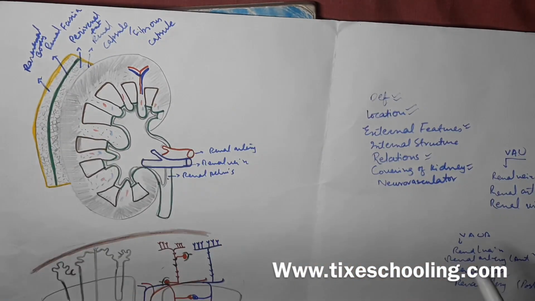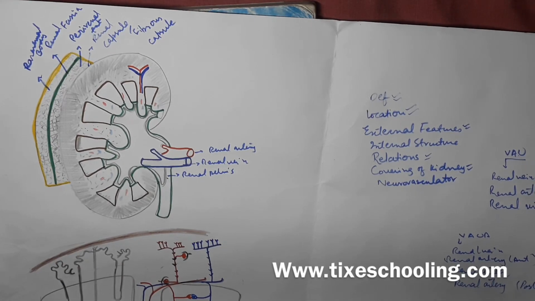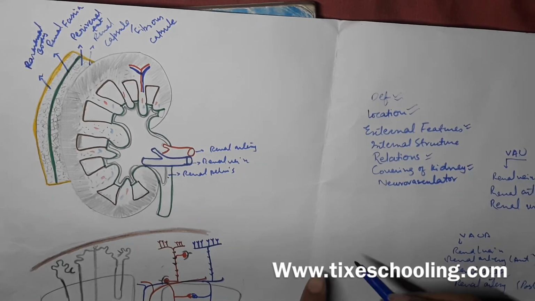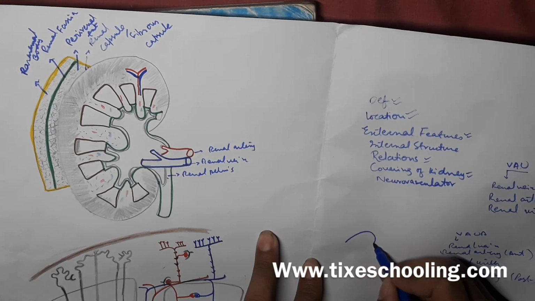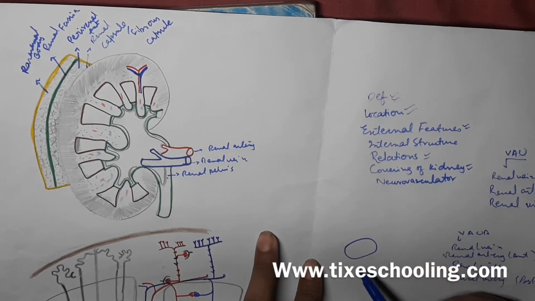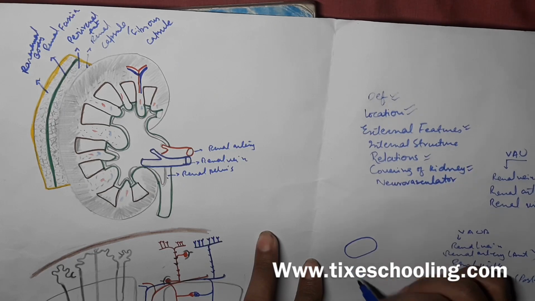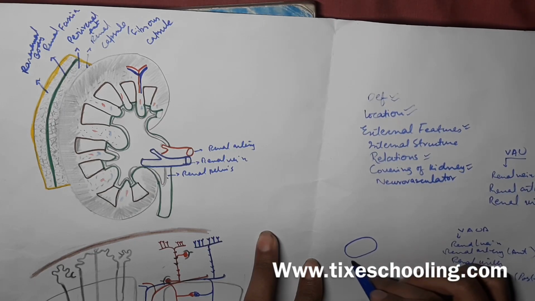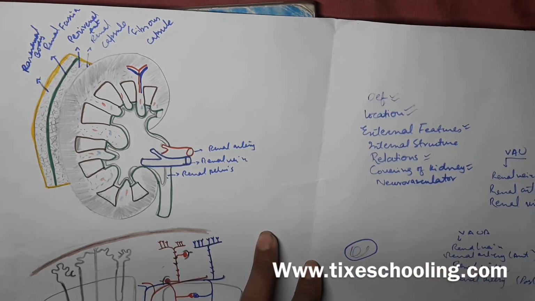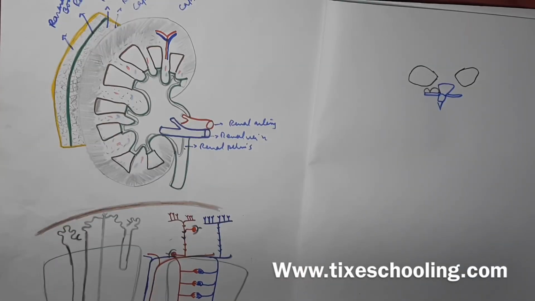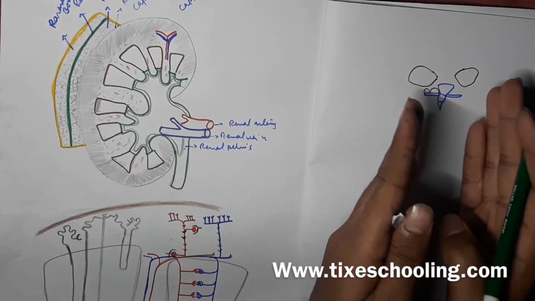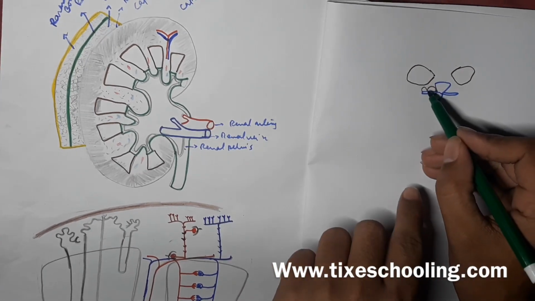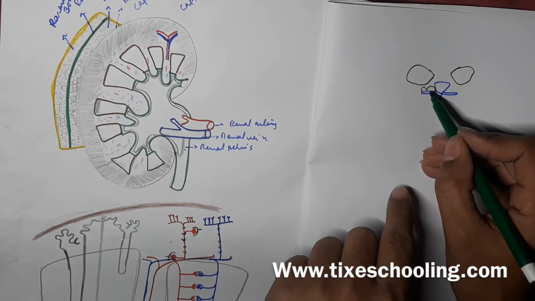Now we come to the renal fascia. It's a little bit complicated to understand the renal fascia, so first of all we have to draw something. Look, this is a superior surface of the kidney. Now the renal fascia. This is the kidney, this is the vertebra, and these are the 2 muscles, psoas major and quadratus lumborum.